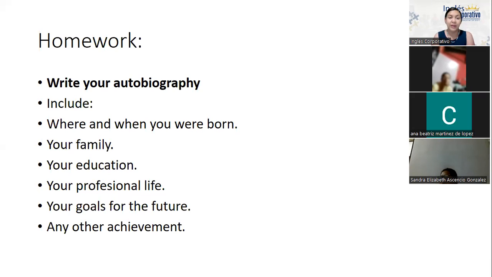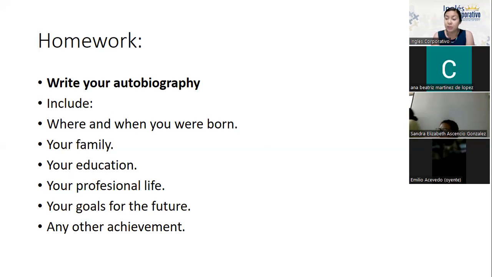You have to include where and when you were born, your information about your family, your parents, if you have brothers or sisters, your education, if you finished school, if you went to the university, your career, your professional life, like your job right now, your goals for the future, and any other achievement or any other information you want to include. Is that clear? Is that okay? Can you make it for tomorrow?